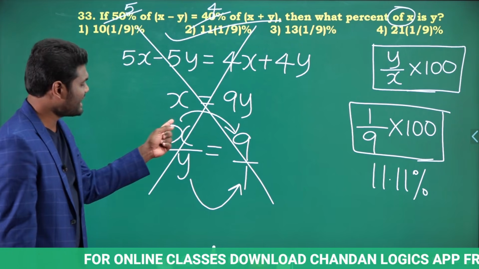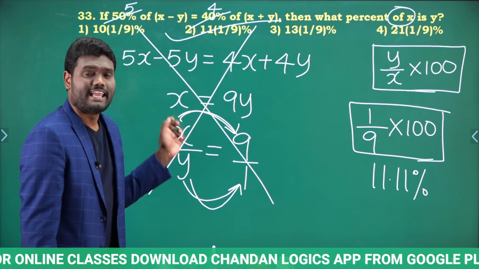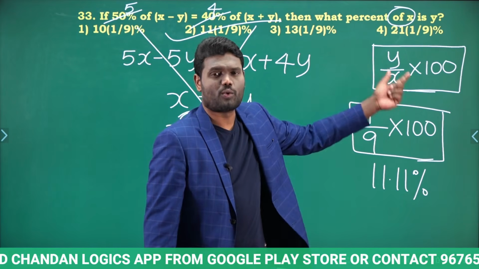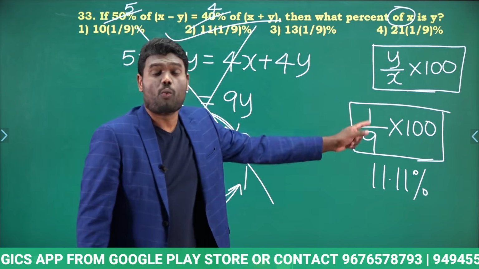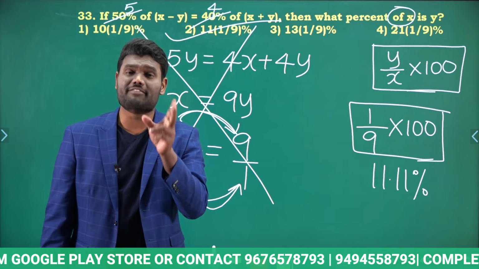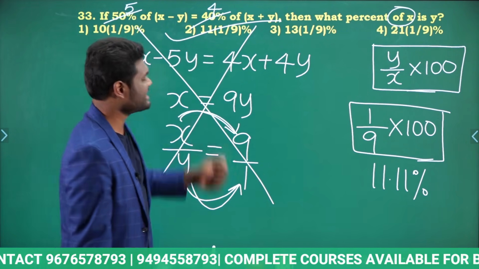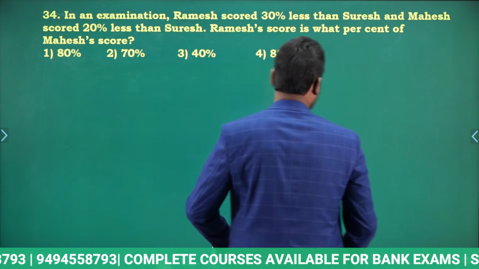So you just need to know that x is 9, y is 1. If x is 9 parts and y is 1 part, you need to find y by x into 100. Y is 1 part, x is 9 parts. 1 by 9 is nothing but 11.11%, which is the same as 11 1/9%, which is the second option. Okay, let us look at the next one.